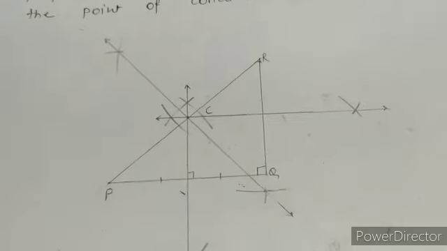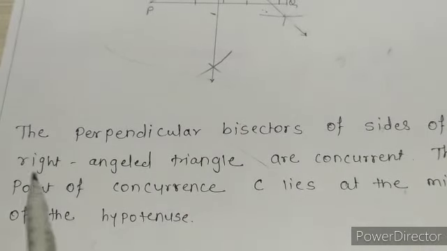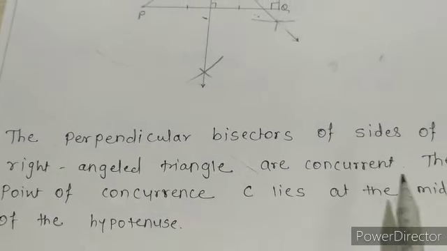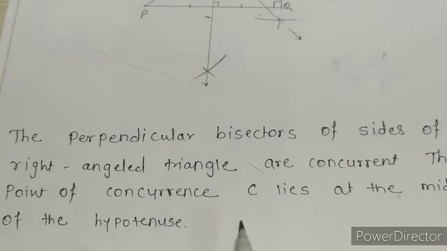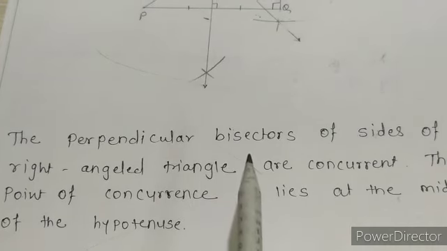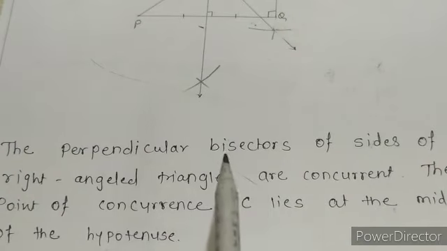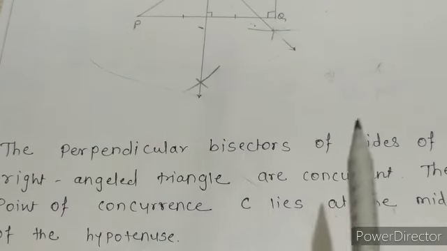So from this we can state that the perpendicular bisectors of the sides of a right angle triangle are concurrent. The point of concurrence C lies at the midpoint of the hypotenuse. This is the answer. You have to write it in your notebook. Okay students, so here we completed the property of perpendicular bisectors of the sides of a triangle. Please practice the construction at home.